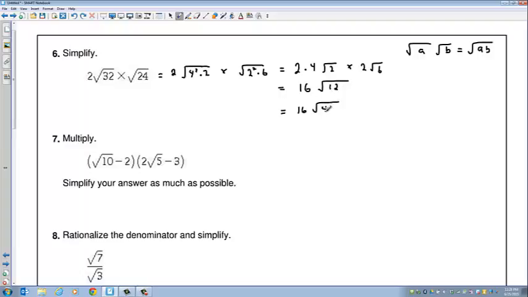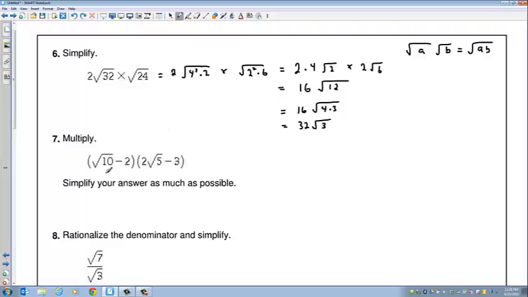So it's equal to 16 times the square root of 4 times 3. And you can take the square root of 4. The square root of 4 is 2. So you get 2 times 16, which is 32. And then you have the root 3 left over there. So that's the answer to number 6.